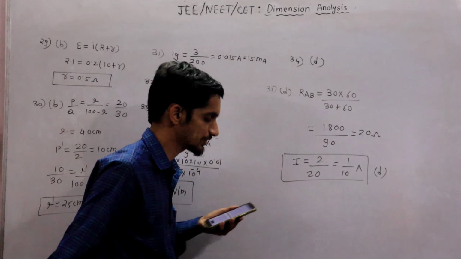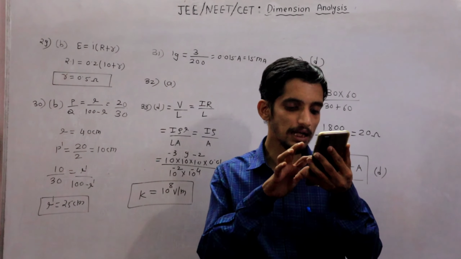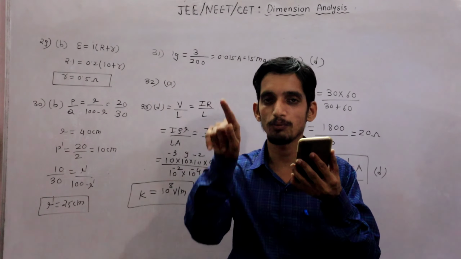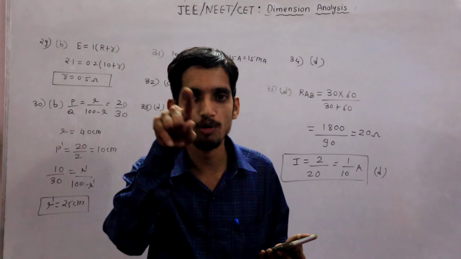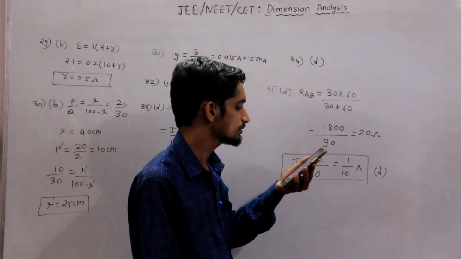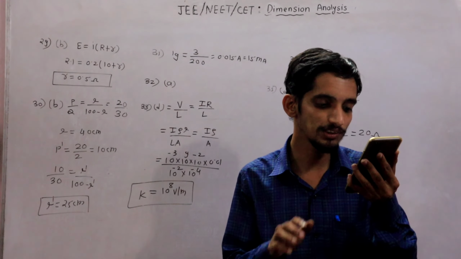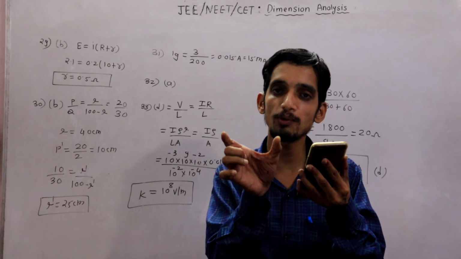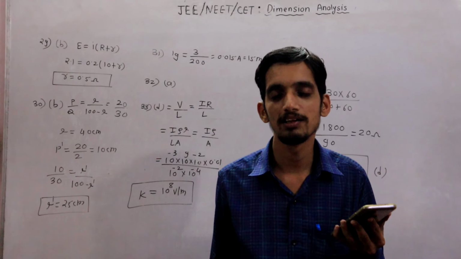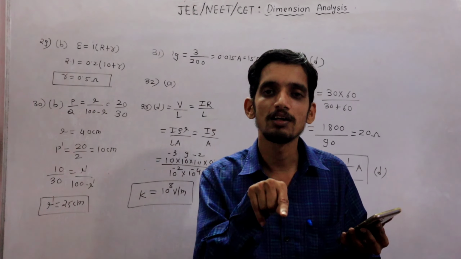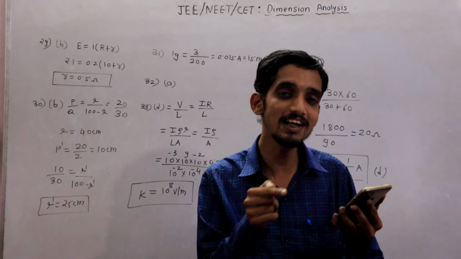And finally the last question, what is the magnitude of current I in the circuit? There is a circuit given in the form of a delta network. What is the magnitude of current? If you observe the 30 and 60, now listen, the 30 ohm resistances between A and C and B and C are in series. So definitely 30 plus 30 is 60, and that 60 and 30 are in parallel.